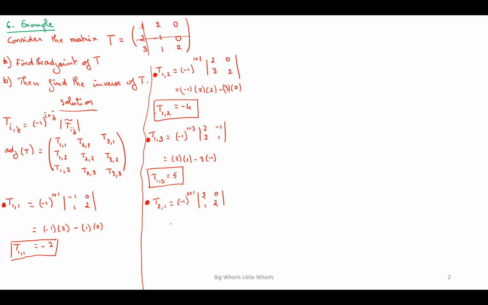Okay, so we have a minus 1 multiplied by 2 times... sorry, here we have a minus. It doesn't change the answer, but the minus is there. Okay, now everything is good. And a big bracket here, minus 2 times 2 minus 1 times 0. So we have minus 1, so it's going to be minus 4. T21 is equal to minus 4.